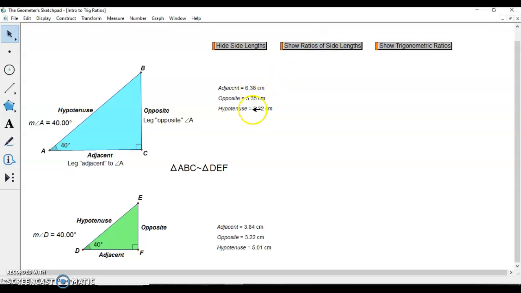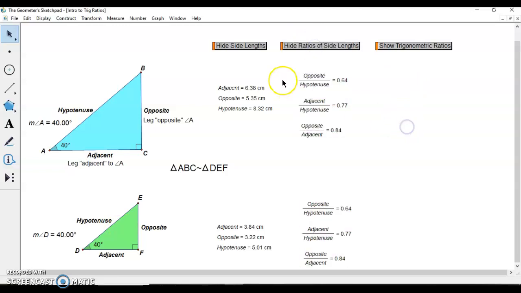So here are all the different side lengths for the blue triangle. Here are all the different side lengths for the green triangle. And now let me show you the ratios, or what I get if I divide those side lengths. In this blue triangle, if I take the opposite leg and divide it by the hypotenuse, I get 0.64. And you'll notice that in the green triangle, because they're similar and their side lengths are proportional, if I take this opposite leg and divide it by this hypotenuse, I get the exact same ratio. And when I do the same with the adjacent and the hypotenuse, I get 0.77. And in the green triangle, I also get 0.77.